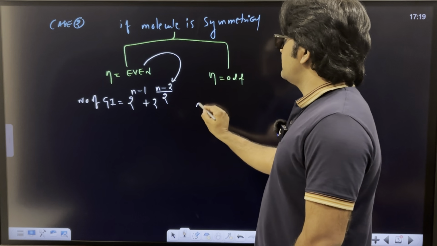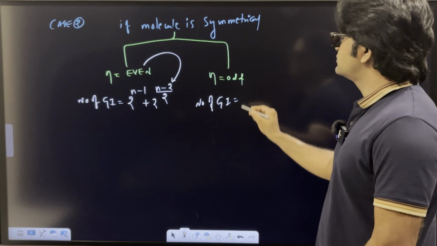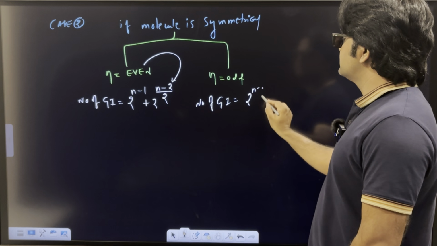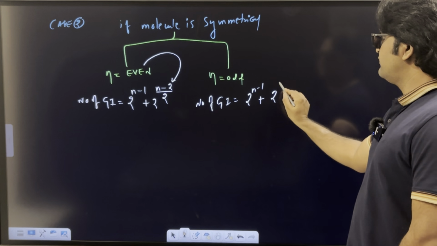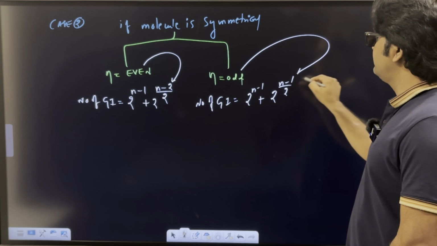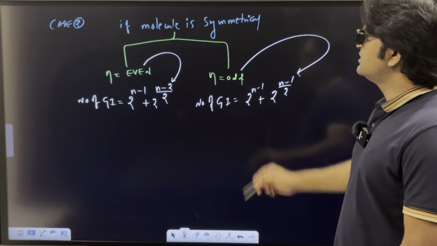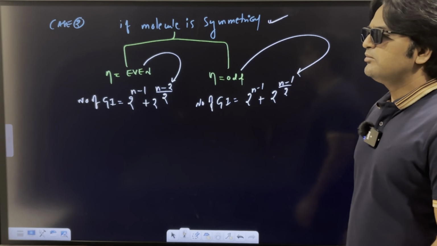Next one, number of geometrical isomers equals 2 to the power of n minus 1 plus 2 to the power of n minus 1 by 2. If it is an odd number, here you will find odd number 1. Okay. These are the two formulas if your molecule is a symmetrical molecule.